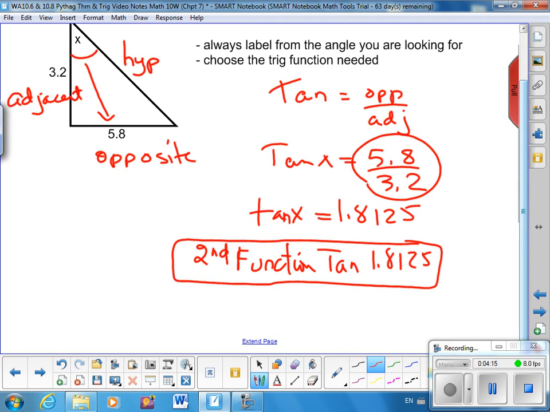Press equals, and you get that your angle will be 61. And it's an angle, so make sure you put your answer with a degree sign. So the angle that makes an opposite over adjacent ratio of 1.8125 is 61 degrees.